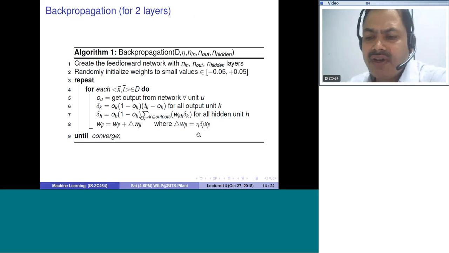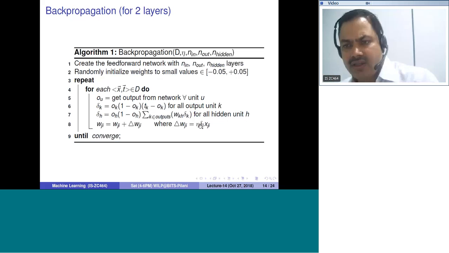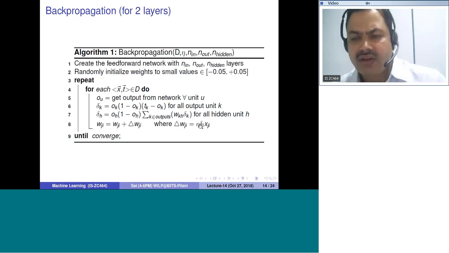Eta is there. Somebody is asking if eta is absent. No, eta is there. Whenever we modify the weights, we modify with small steps, so whatever term is there, we multiply with eta. So this is a different formula, very related to the previous formula.